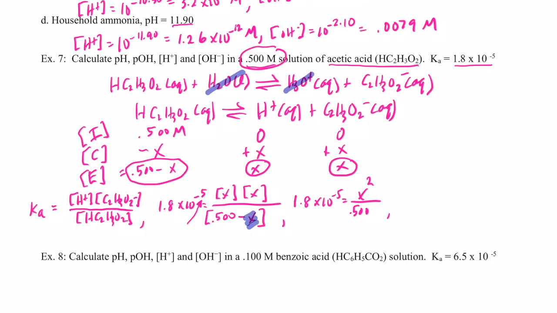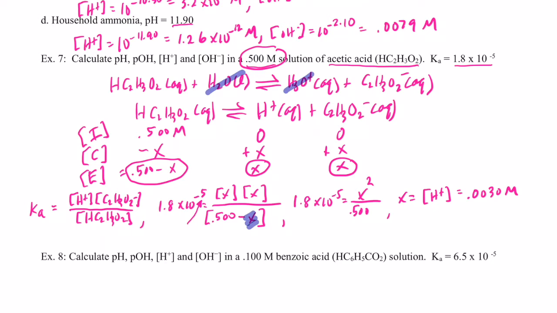So we're going to multiply both sides by 0.5. So 1.8 second EE negative 5 times 0.5. And then we're going to take the square root of that answer to solve for X. And so X equals, and this will be the hydrogen ion concentration, and I get 0.0030 moles per liter.